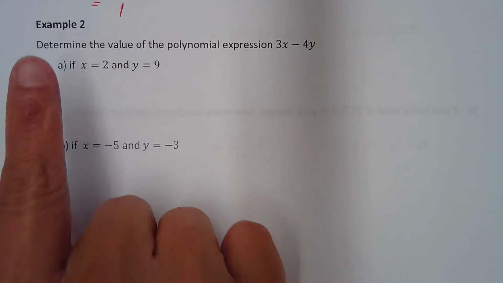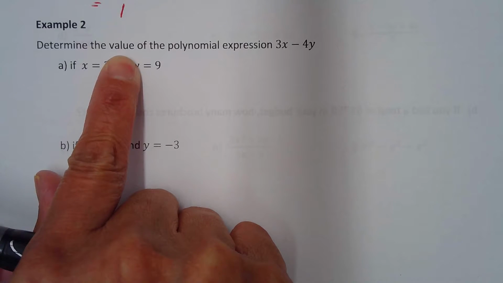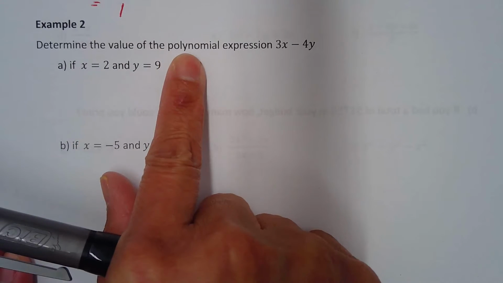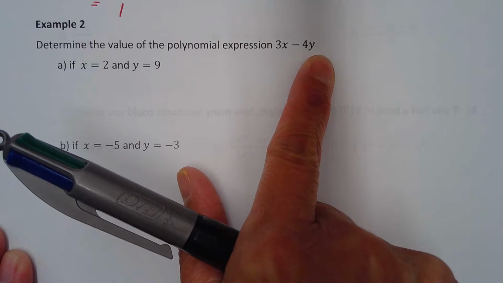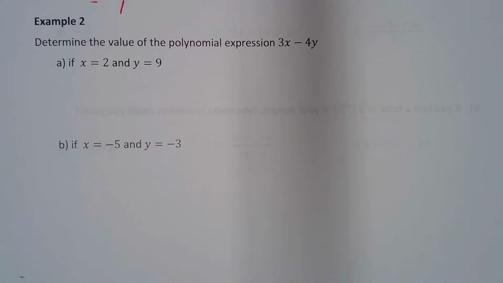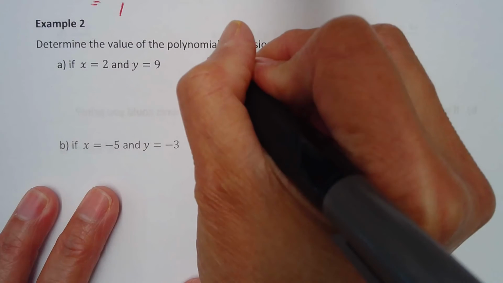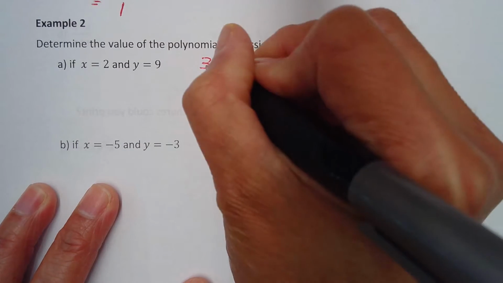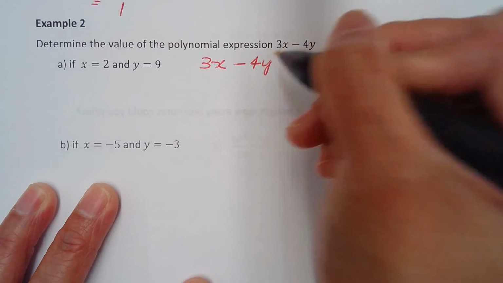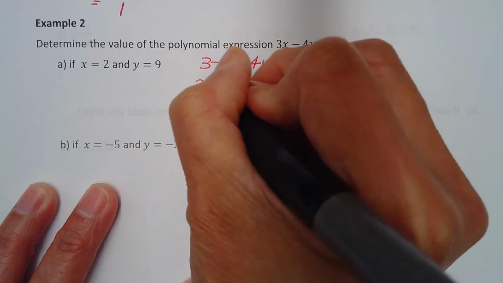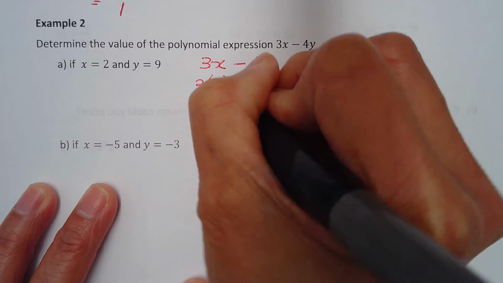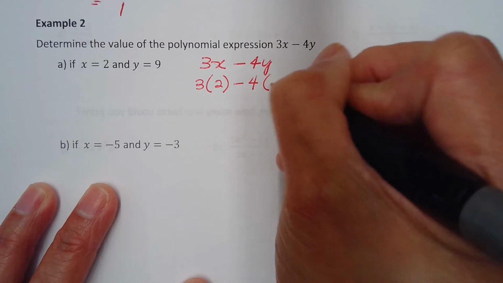Determine the value, sometimes it's called evaluate, of the polynomial expression 3x minus 4y. What are we going to replace? We're going to replace x with 2 and y with 9. So I'm going to write 3 times x minus 4y. I'm going to replace the x by 2. So 3 times 2 minus 4 times 9.